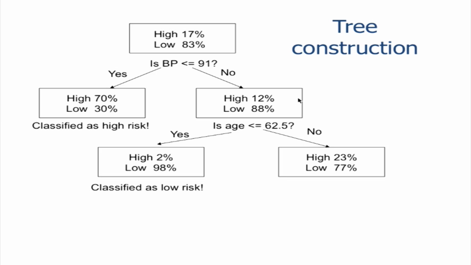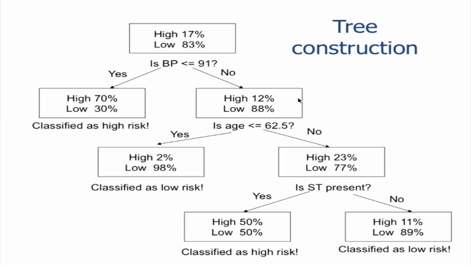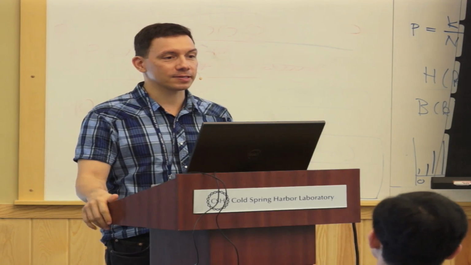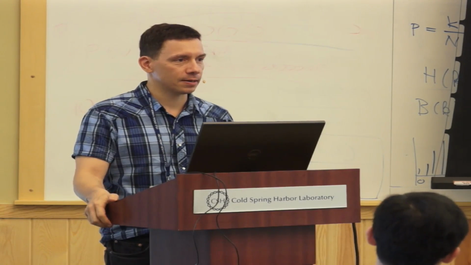So no worries here. However, for this group that are older than 62, you measure another variable called ST, and if it is present, you classify them as high risk, whereas if it's not present, low risk. Now you notice how this classification tree is very intuitive. It's really a workflow almost. And because it's so intuitive and easily implemented, clinical doctors love it. They love to have simple thresholds. Clinicians love thresholds. Blood pressure less than 90. Okay, I can deal with that. But what's the drawback?